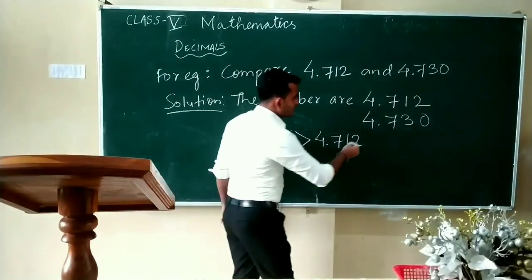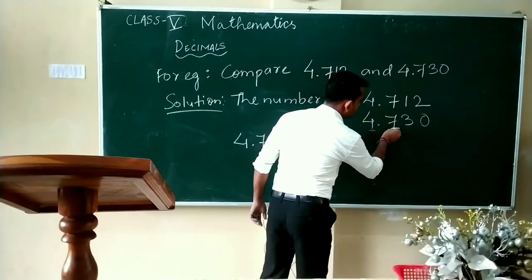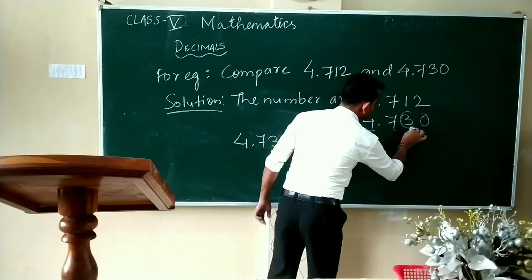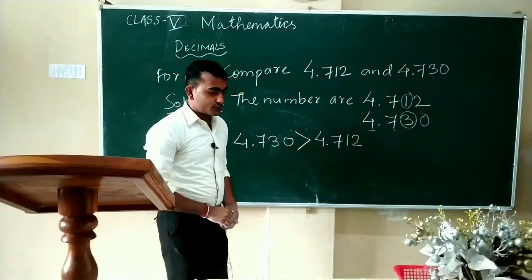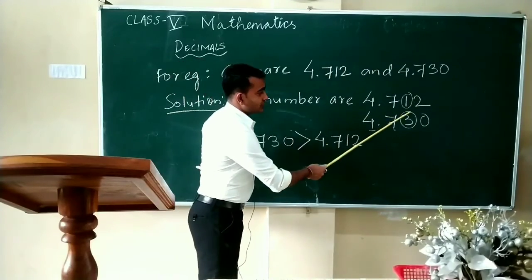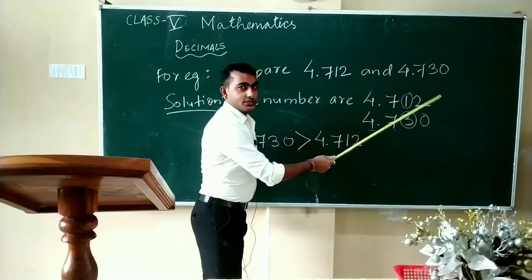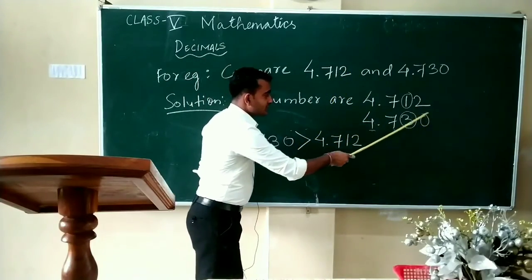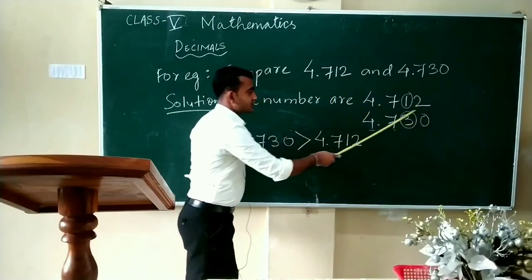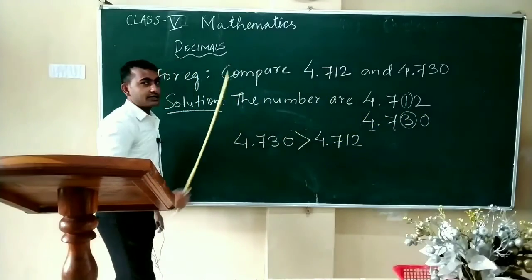Clear? See, this one is the same, this one also the same, this part is different. Okay? So which one is greater? Is 3 greater or is 1 greater? 3 is greater. Yes or no? So this decimal number is the greater one.